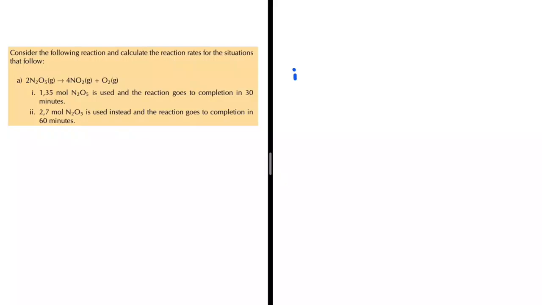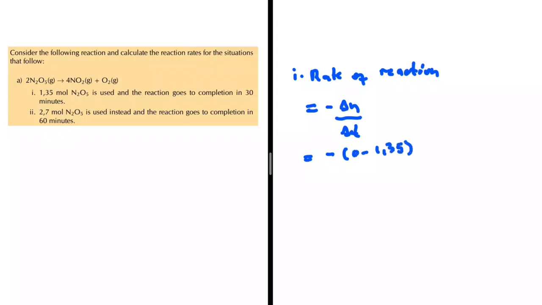Roman figure 1, we are supposed to calculate the reaction rate. So, rate of reaction. What information are we given? Are we given the products or are we given the reactants? We're given the reactants, so we're supposed to have a minus sign, right? So minus the change in the number of moles of N2O5 divided by the change in time. So this is going to be equal to minus (0 minus 1.35), everything divided by the time taken.